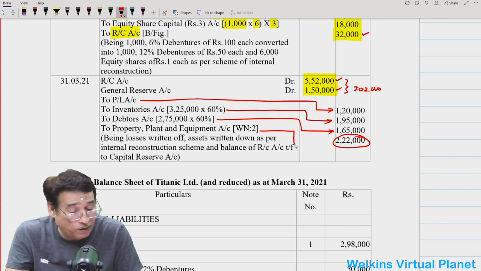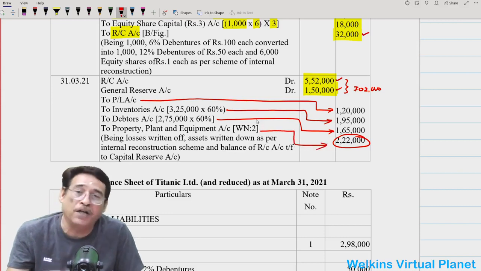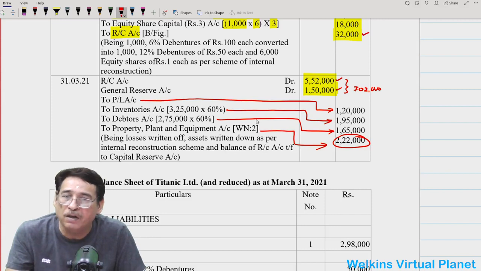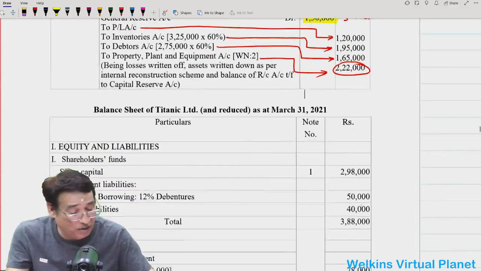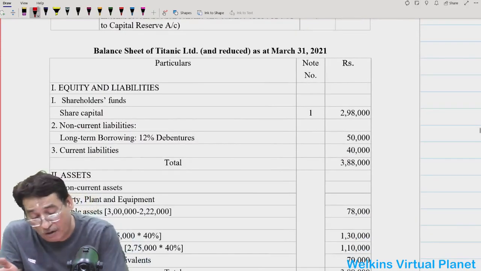Question says that whatever balance is there, that balance will be used in writing off property, plant and equipment. Is it clear to you or not? And then you can prepare the balance sheet also. It is not very difficult.